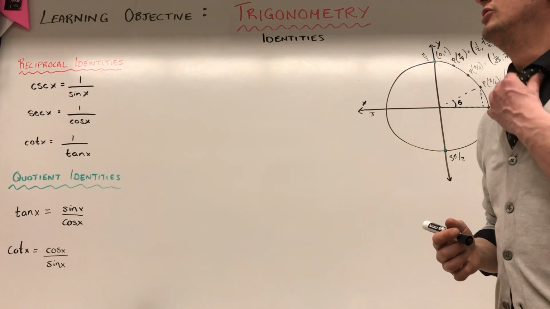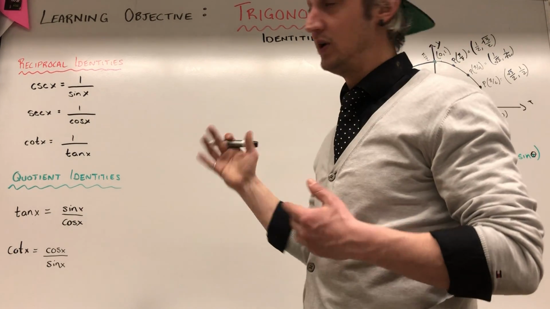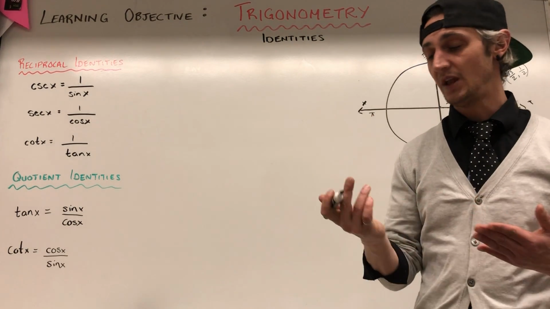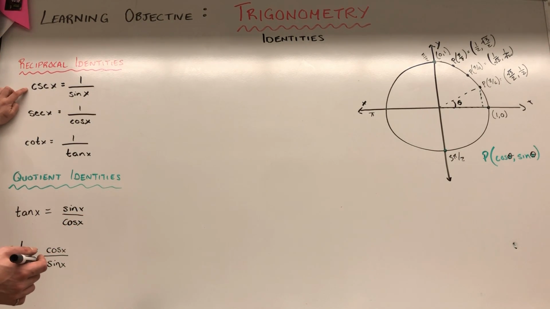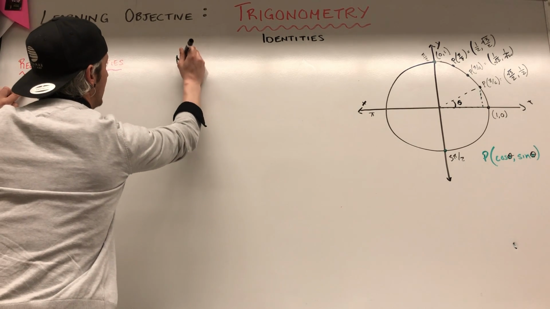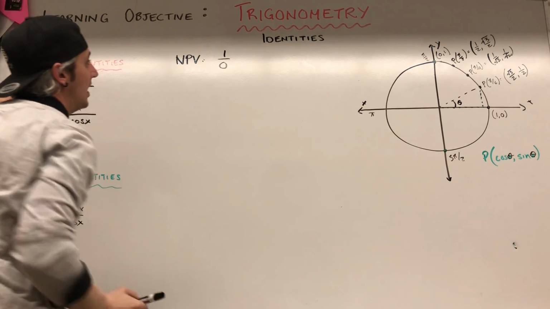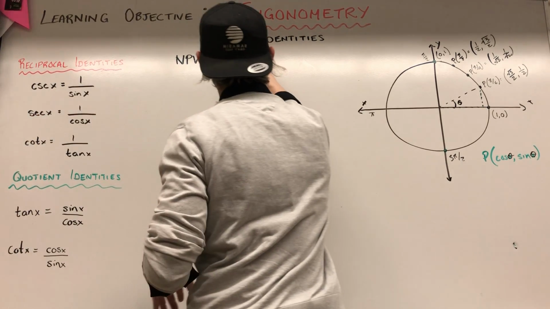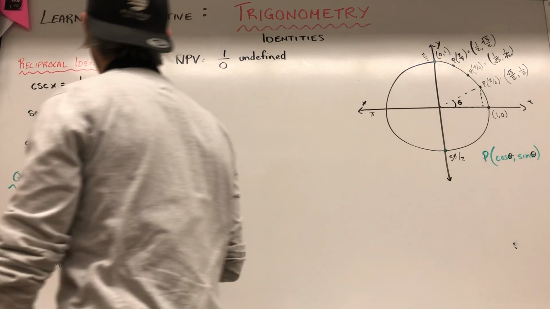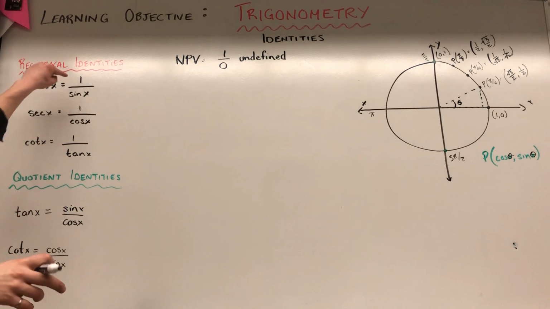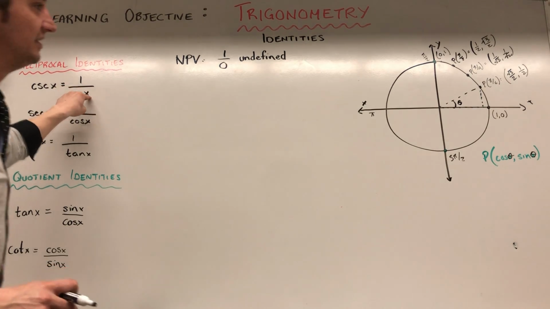The first thing we're going to introduce is the idea that there are such things as non-permissible values with these identities. So let's look at all of them. For cosecant, where is cosecant x going to be undefined? Now remember, non-permissible value is basically any value that's going to make our expression undefined, or 1 divided by 0, undefined. Okay, so in this case, if we have 1 at the top, what is going to make the bottom equal to 0? Well, where is sine of x equal to 0?